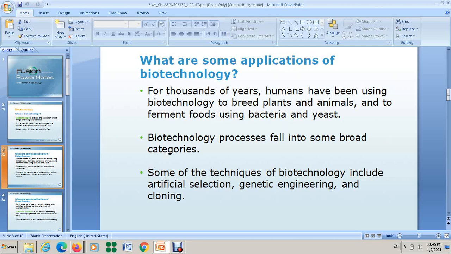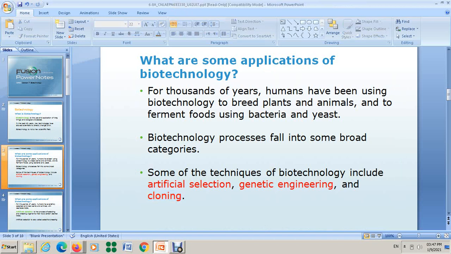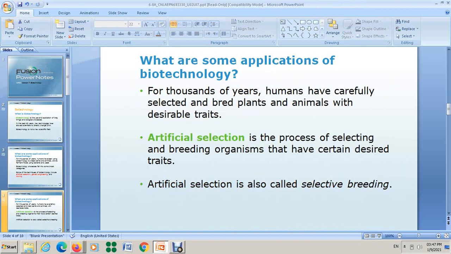So biotechnology processes fall into some broad categories. Some of the techniques of biotechnology include artificial selection. This is under the biotechnology field. Genetic engineering is under the biotechnology field. Also, cloning is a part of the biotechnology field. We will talk about these fields in detail. Let's start with the first one, artificial selection.